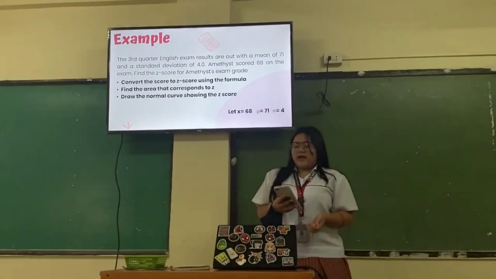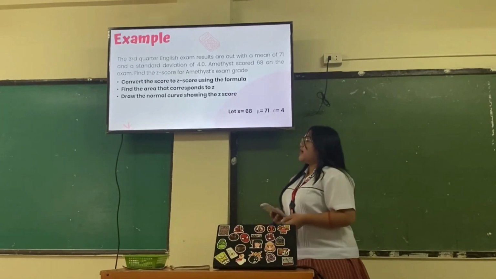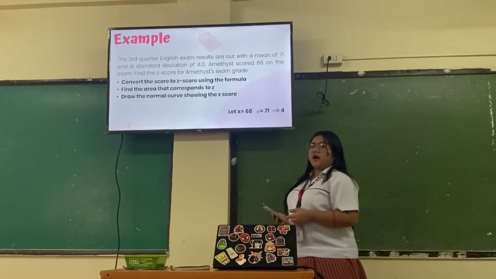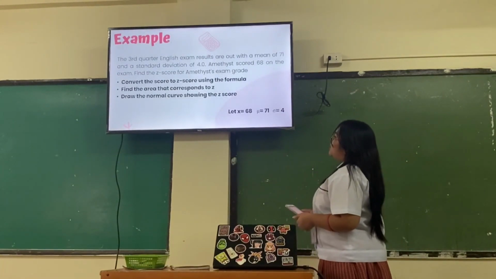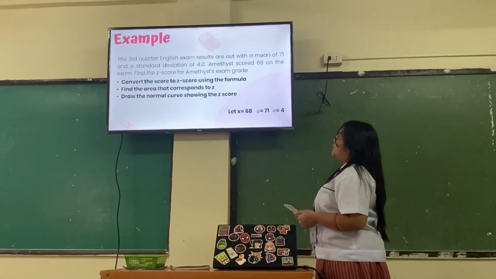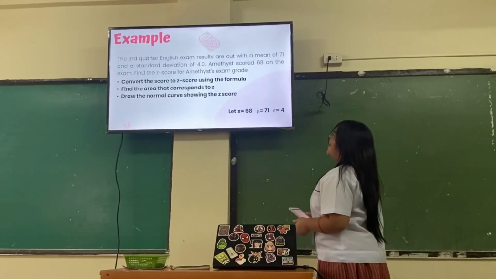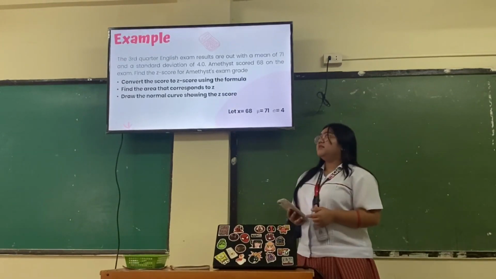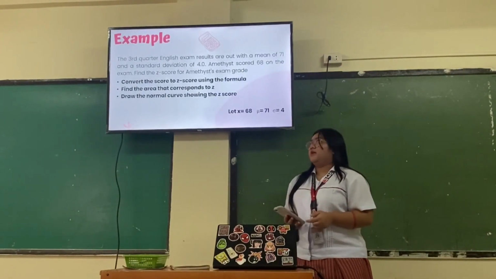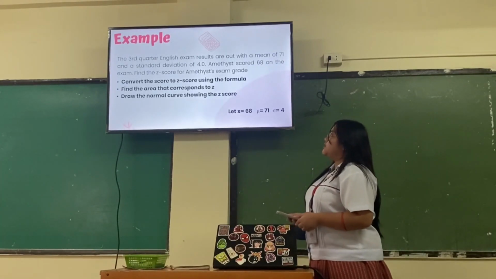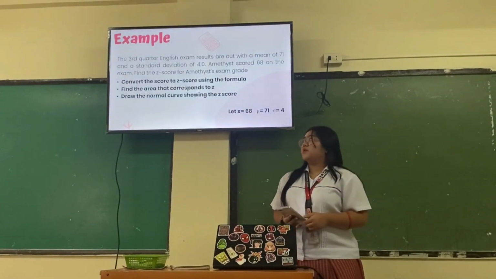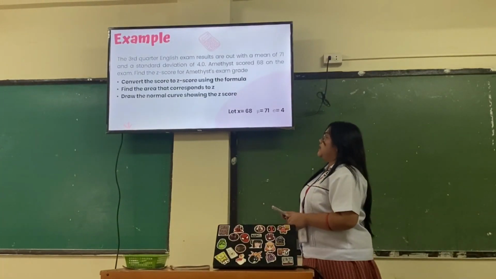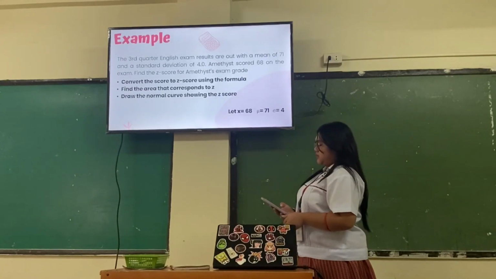To further understand the concept of Z-score, let's try and compute this problem. The third quarter English exam results are out with a mean of 71 and a standard deviation of 4.0. Amy scored 68 on the exam. Find the Z-score for Amy's exam grade. First, we need to convert the score to Z-score using the formula. Next, find the area that corresponds to Z. And lastly, draw the normal curve showing the Z-score.